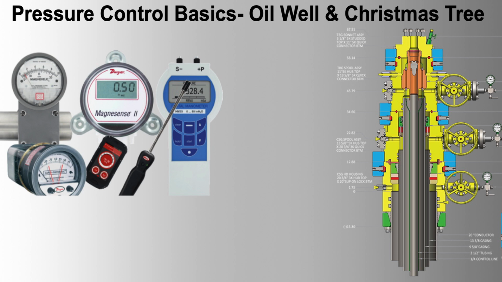3. Issue: calibration drift. Problem: pressure sensors drifting out of calibration over time. Solution: implement a routine calibration schedule and use calibration devices capable of being deployed downhole to recalibrate instruments in situ.